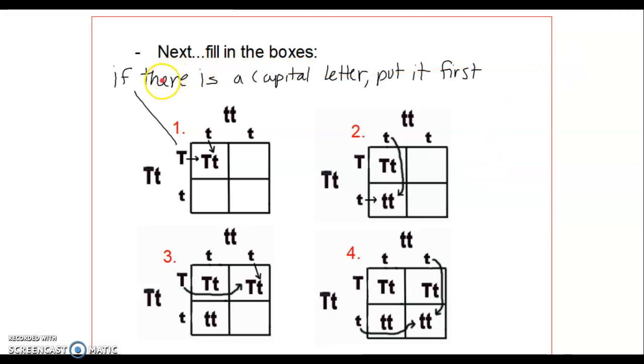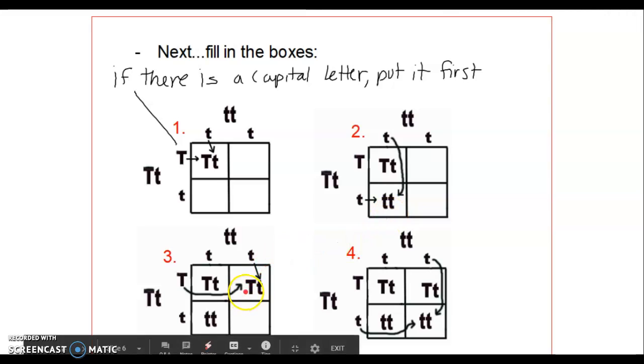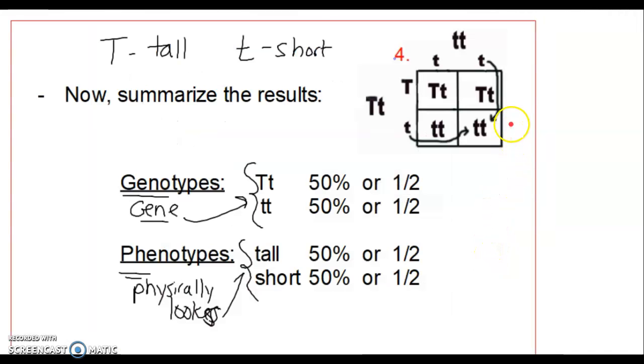The next step is to fill in the boxes. I always recommend, if there's a capital letter, to put that first. So capital T, lowercase t, then you very carefully, this is where you don't want to make any silly mistakes, carefully include the next 2 letters, the 3rd square, and then finally the 4th square. The fun starts now when you have to summarize the results.